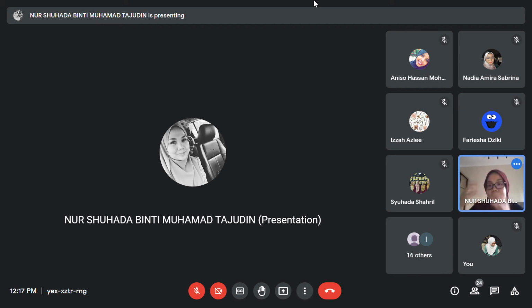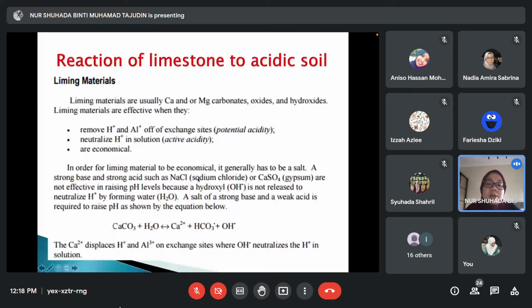Solution, which it can become active acidity, you have to neutralize that also. These two, potential and active acidity, are the answer why your soil is acidic. So you have to neutralize both. And liming materials should also be economical because it's expensive, kan? So in order for a liming material to be economical, it has generally to be a salt.